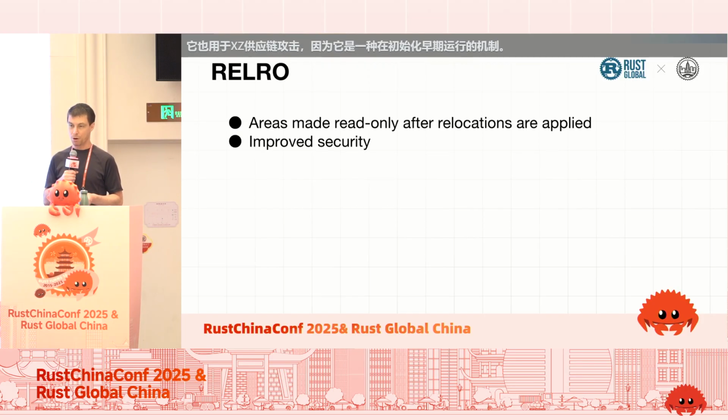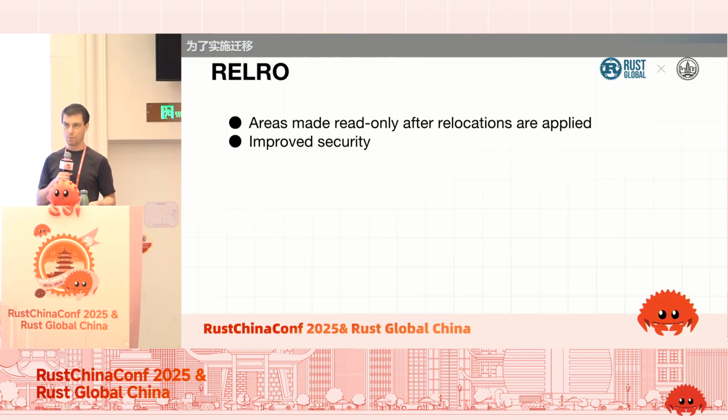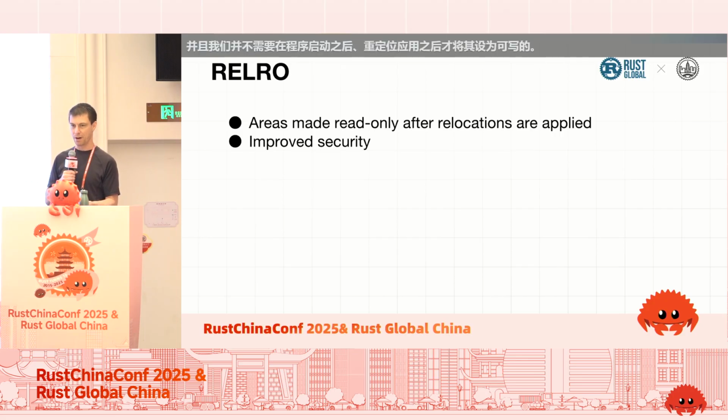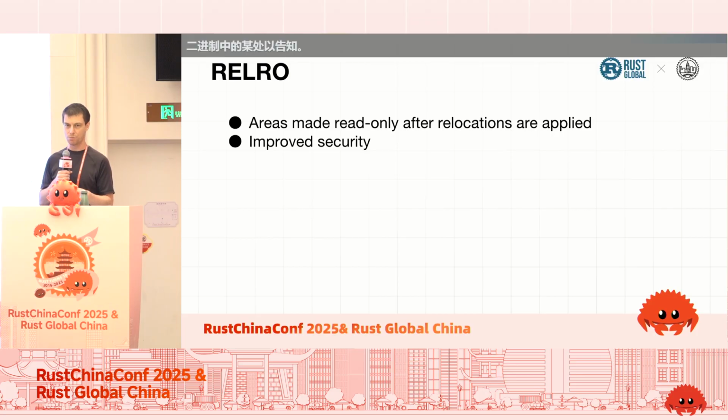Another GNU extension is relro. In order to apply a relocation, the memory address at which the relocation is applied needs to be writable. But a lot of the things that we're applying relocations to are things like the global offset table, which is an area of memory that contains a whole bunch of pointers to things. And we don't really need that to be writable after the program has started up, after the relocations have been applied. And so relro is a way of putting something in the binary to tell the loader that once relocations have been applied, we can remap those parts of memory as read-only.